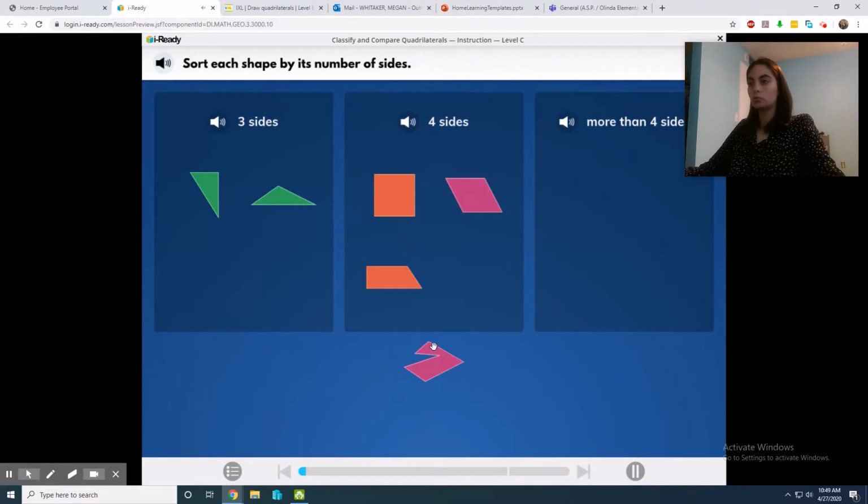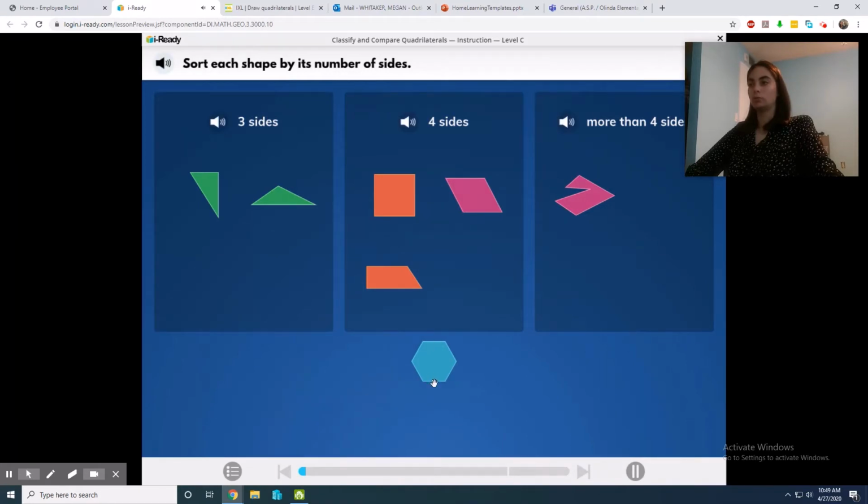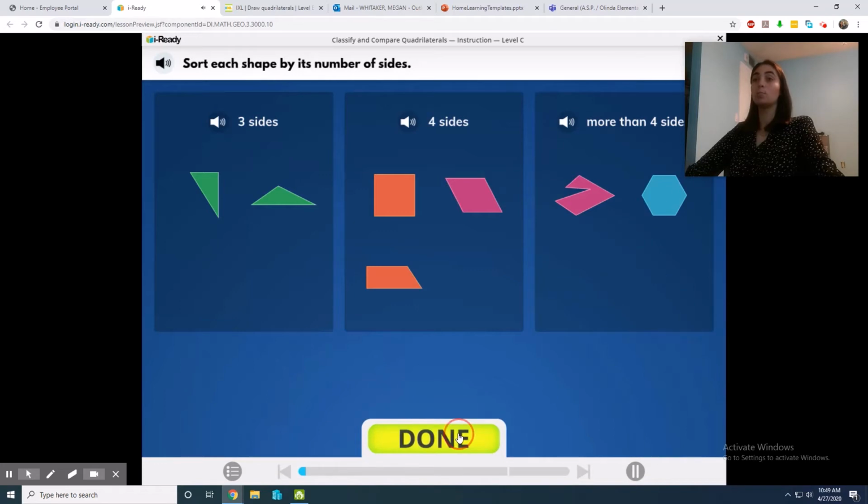1, 2, 3, 4, 5, 6. So it's 6 sides, so it's a hexagon, because the hex in 6 is the same hex, so you have a hexagon. It has more than 4 sides. It's not a quadrilateral. 1, 2, 3, 4, 5, 6. Same thing, this is a hexagon. It has 6 sides, more than 4.